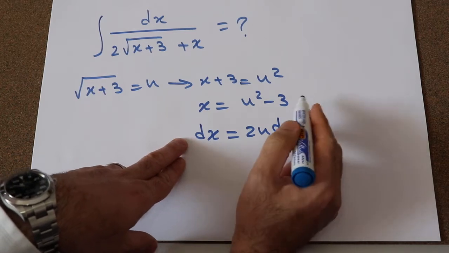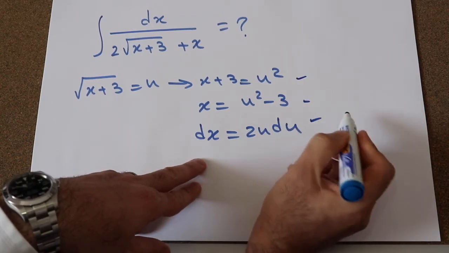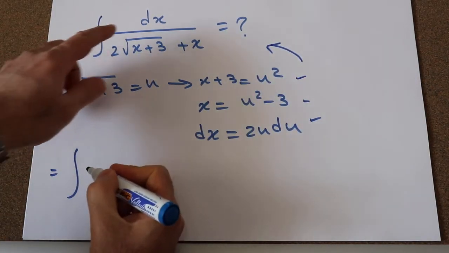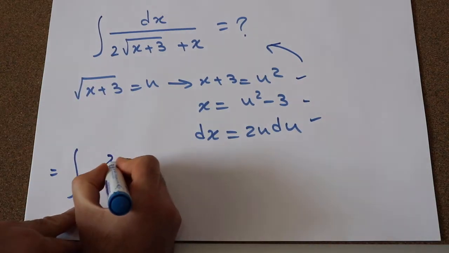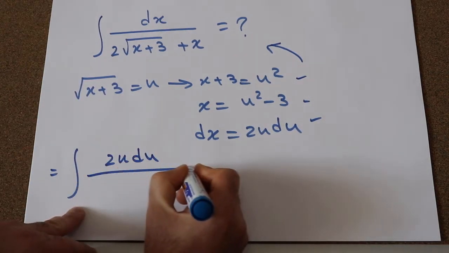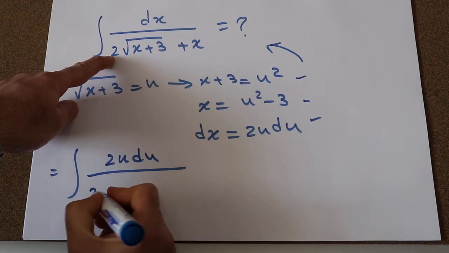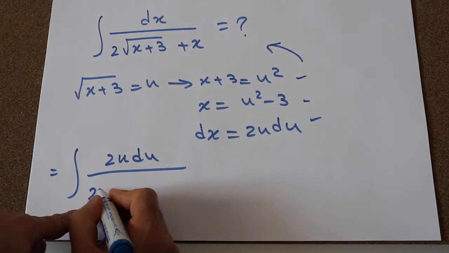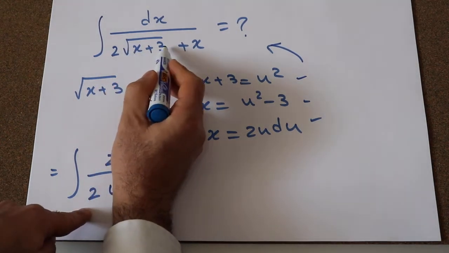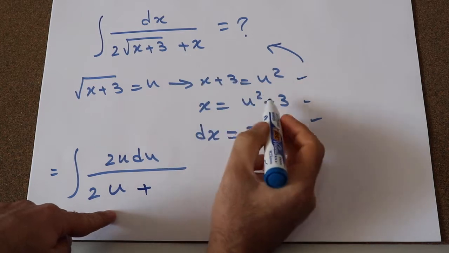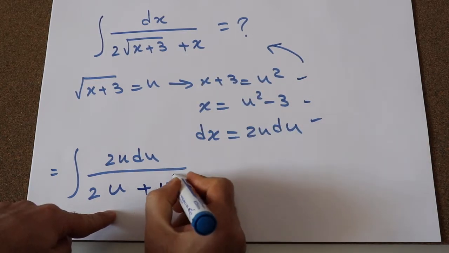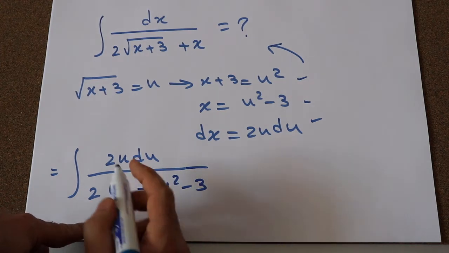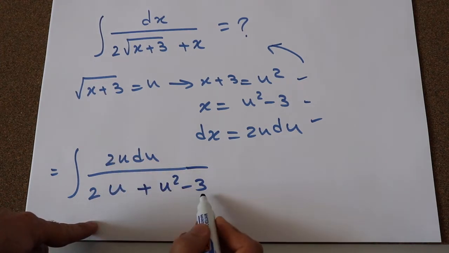Okay, so now all you need to do is substitute these three expressions into this integral. If you do that, you can rewrite this integral as, instead of dx, I simply write 2u du. Therefore, it will be equal to the integral of 2u du, and instead of 2 times square root of x plus 3, I write 2u, because square root of x plus 3 is u, plus x, and x is equal to u² minus 3. So this is a rational function, 2u divided by u² plus 2u minus 3.